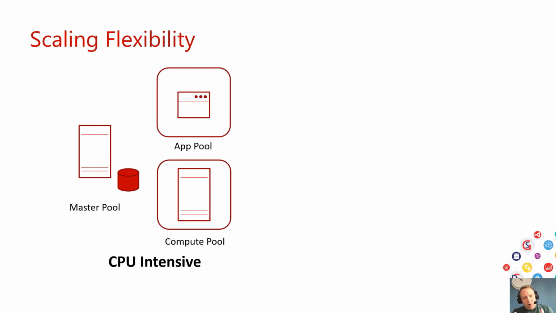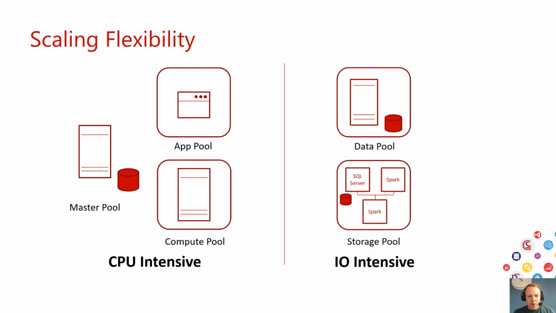Scaling. One of the reasons why I gave you the 101 overview of a big data cluster to begin with was I wanted you to get some basic familiarity with the pools that make up your big data cluster. So of your pools, there's pools which are CPU intensive, and then there's pools which are IO intensive. And the whole reason I'm mentioning this to you is that an architecture which allows you to scale up your CPU intensive components and your IO intensive components independently really is the way to go.